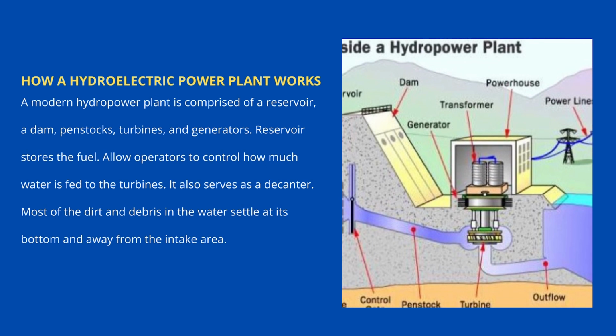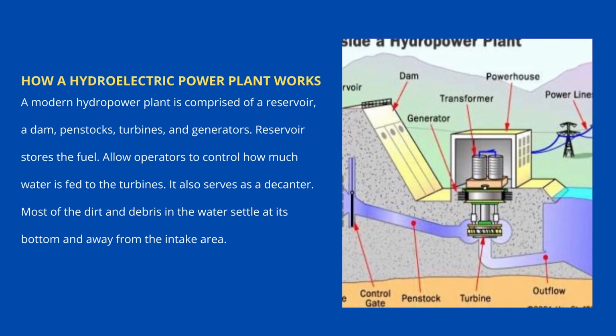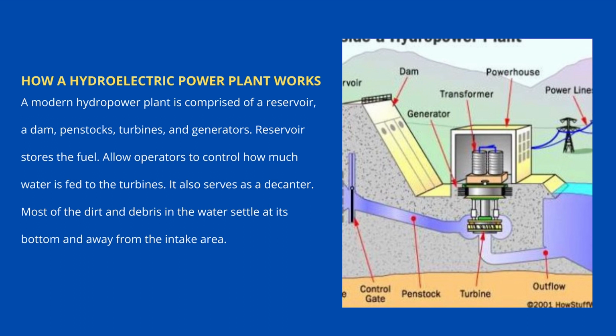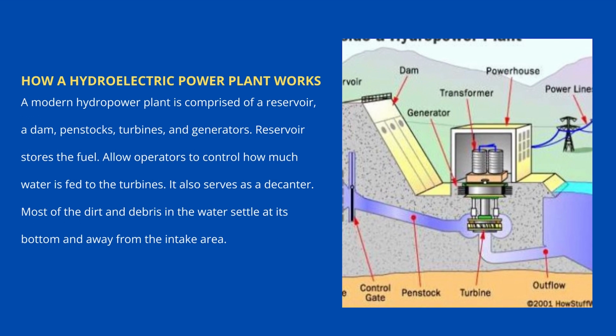A modern hydropower plant is comprised of a reservoir, a dam, a penstock, turbine and the generators. The reservoir stores the fuel and allows the operator to control how much water is to be fed to the turbine. It also serves as a decanter. Most of the dirt and debris in the water settle at its bottom and away from the intake area.